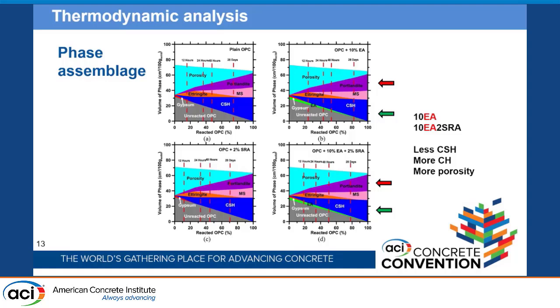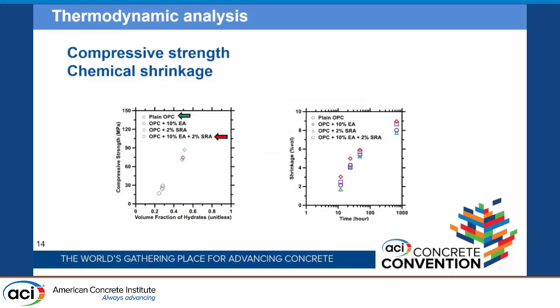On this slide, you see the phase assemblage predicted by GEMS: the highest portlandite formation for EA mixtures and lower C-S-H compared to the reference mixture, as well as higher porosity for the EA mixtures compared to the reference and SRA mixture. Compressive strength and chemical shrinkage were predicted, and especially for compressive strength, there was a good agreement between the prediction and what we observed in the experimental study and microstructural analysis.